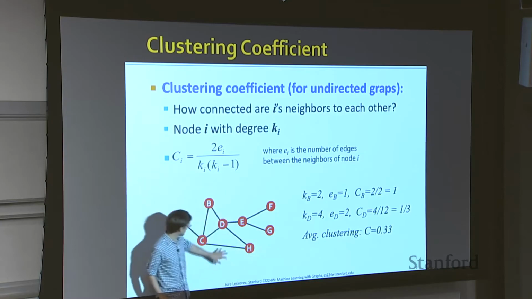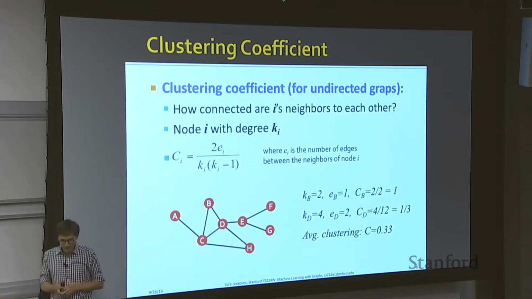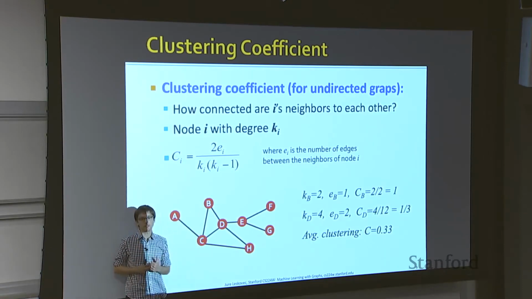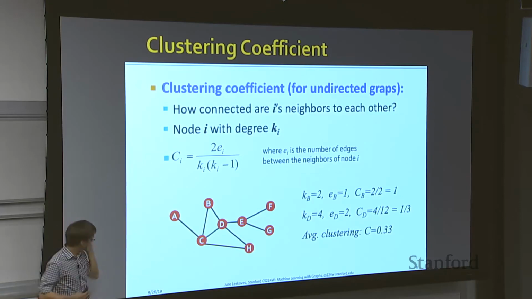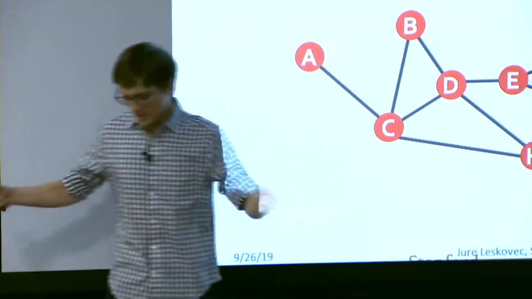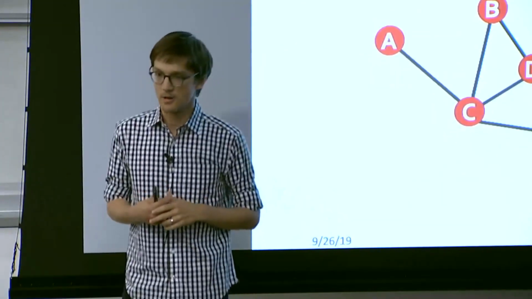And the average clustering coefficient for this graph would be 0.33. So this means that about a third of random nodes' friends are connected to each other, right? And what we see in social networks, this clustering is very high, right? That essentially people who are my friends tend to know each other, right?